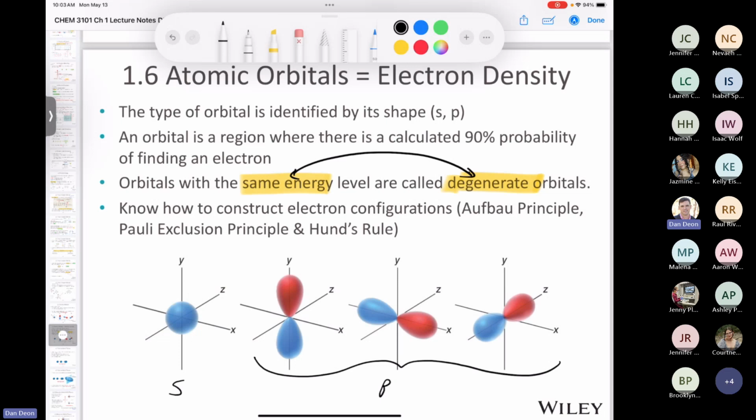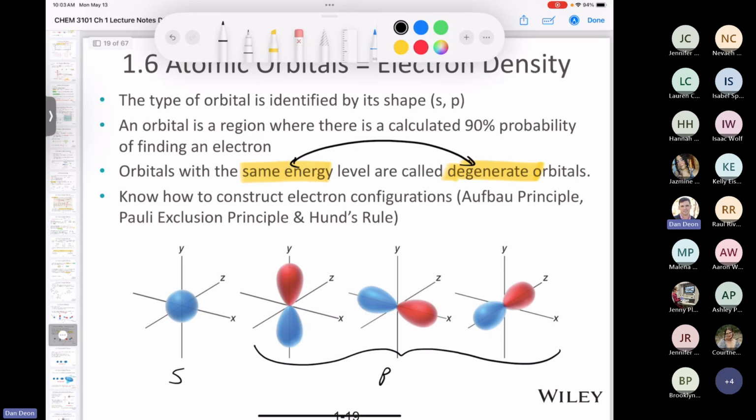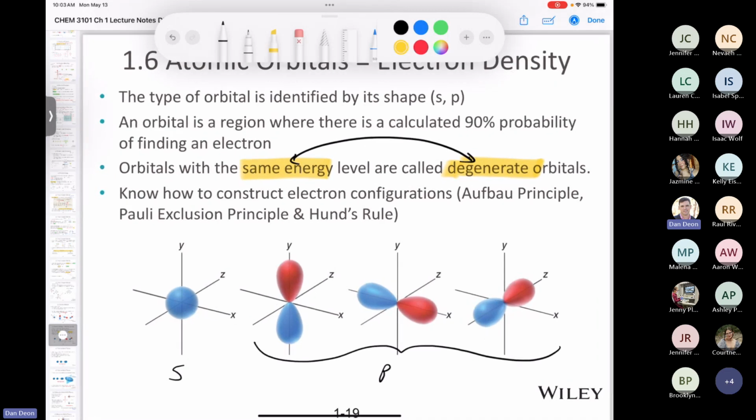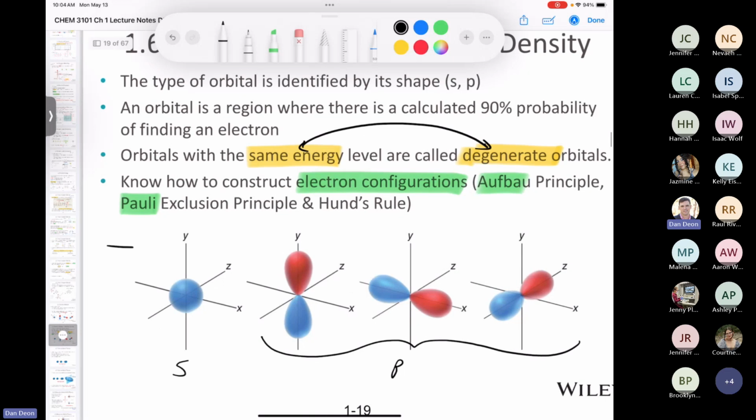And then, of course, you guys all passed General Chemistry 1 and General Chemistry 2, so you have to know electron configuration. You have to know the Aufbau principle, the building up principle. You start with 1s, then 2s, then 2p, then 3s, then 3p, then 4s, then 3d, then 4p, and so forth. You need to know the Pauli exclusion principle, which means if you have two electrons in the same orbital, one is going to be spinning up and the other one's going to be spinning down.